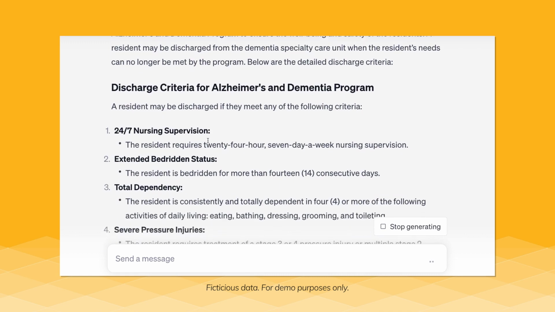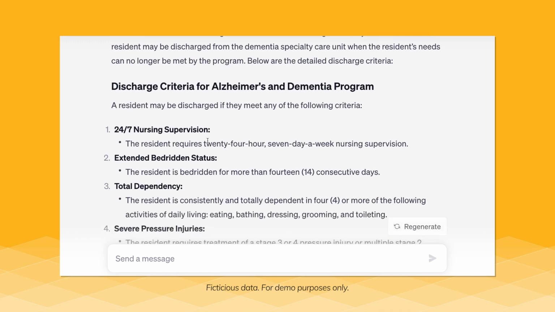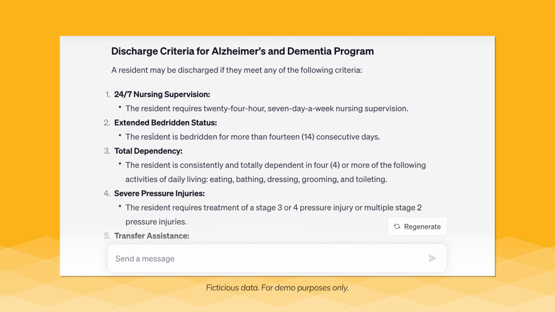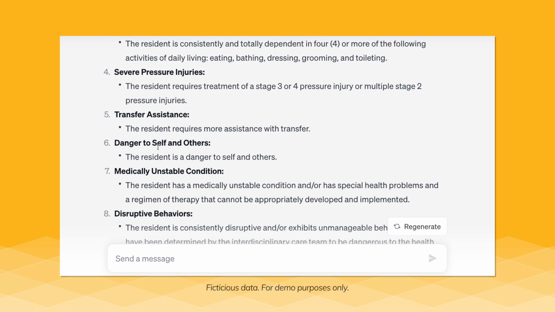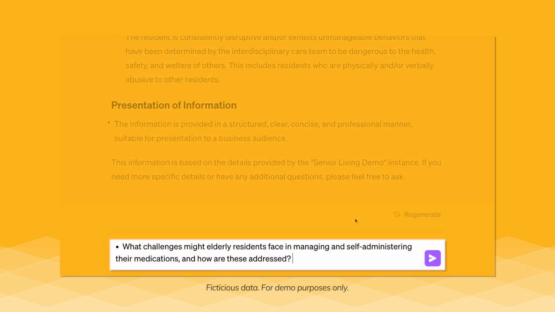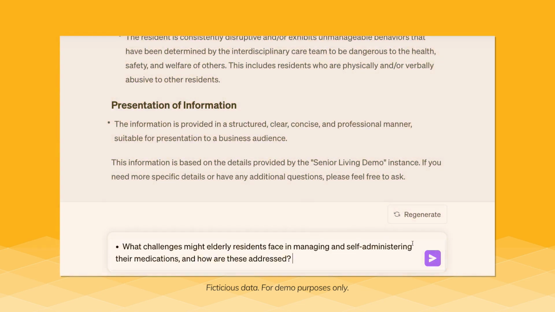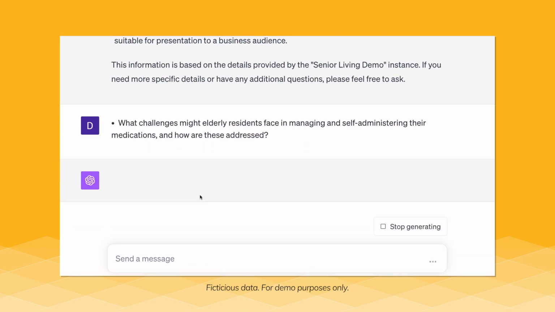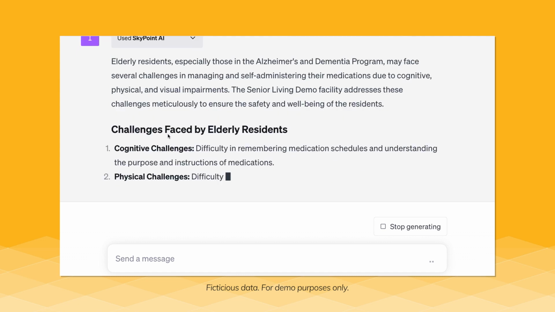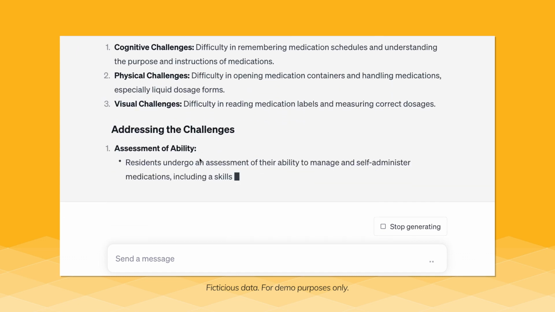So instead of employees having to log in to a certain system or ask HR or email someone, they can have this information right at their fingertips, and it's accurate, grounded in context. What about challenges that the elderly residents might face in managing and self-administering their own medication? Probably a very common question that your employees might ask. So here we're seeing all of the challenges outlined specifically and how to address them.